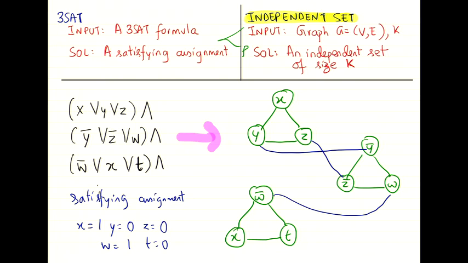Now, if you look at a satisfying assignment to this formula, I just wrote down a satisfying assignment here. In every clause, it would have at least one variable which is 1. So I'm just going to mark every variable that's 1. x is 1 here. In this clause, y and z are 0, y bar is 1, z bar is 1, and w is 0. Sorry, w bar is 0, t is 0, x is 1. So I just marked the literals that are 1.